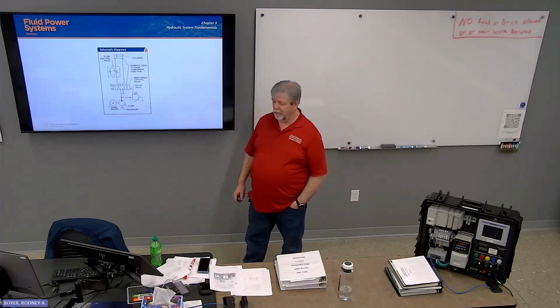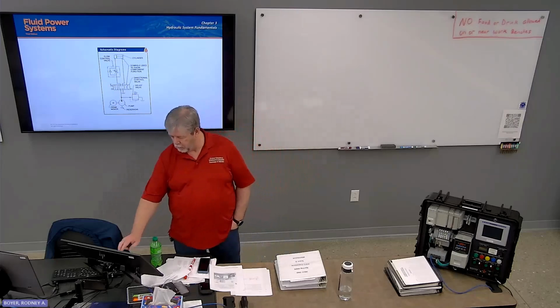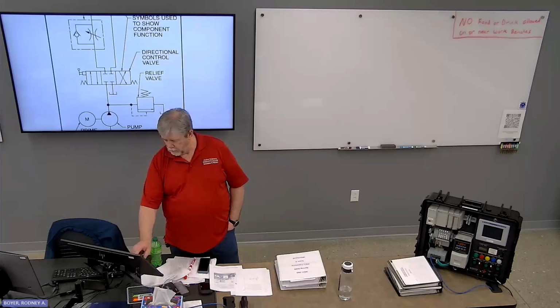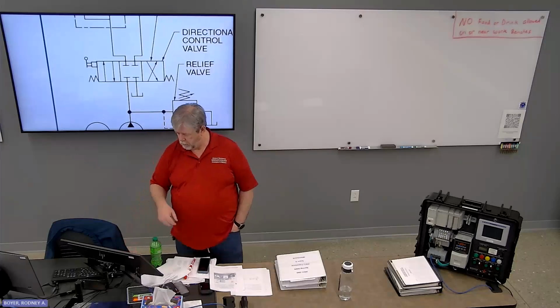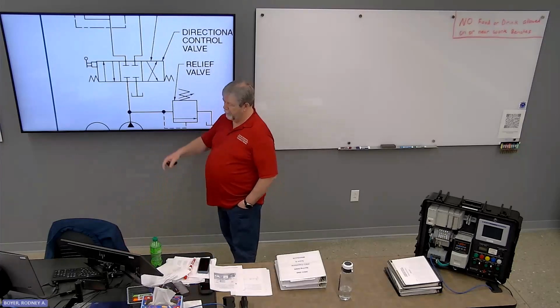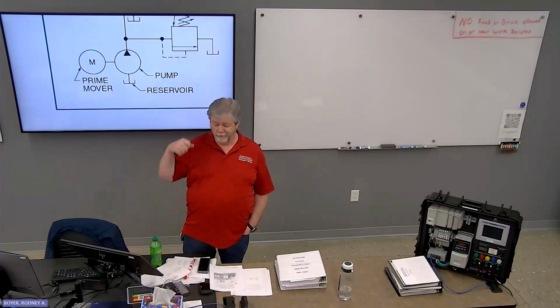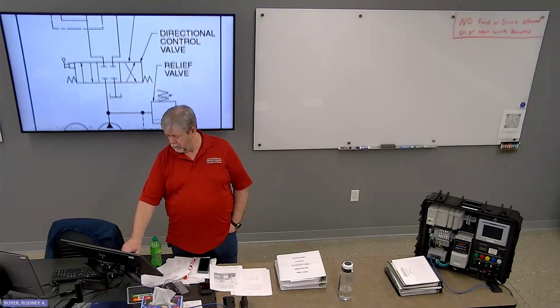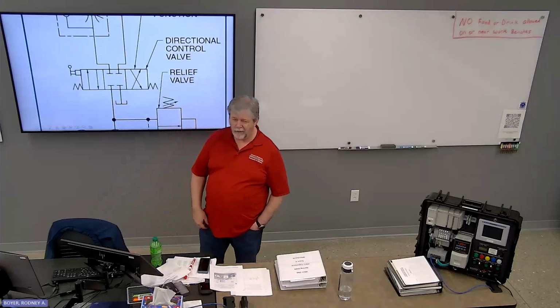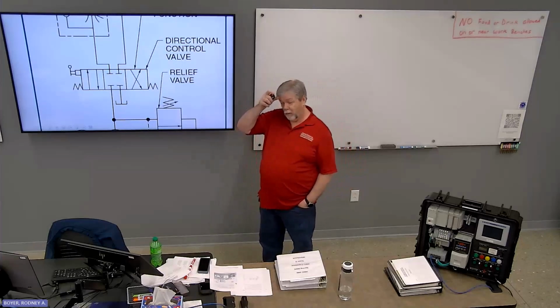That is the schematic symbol for that circuit. Reservoir, prime mover, they actually call it a prime mover there. Pump, relief valve comes right off the pump. This is your directional control valve, or DCV. We're going to talk a lot more about these later in the semester, but that is what is known as a 4-3.